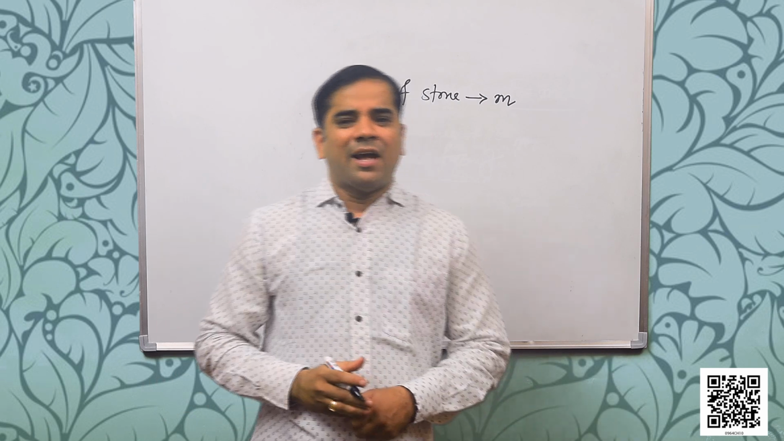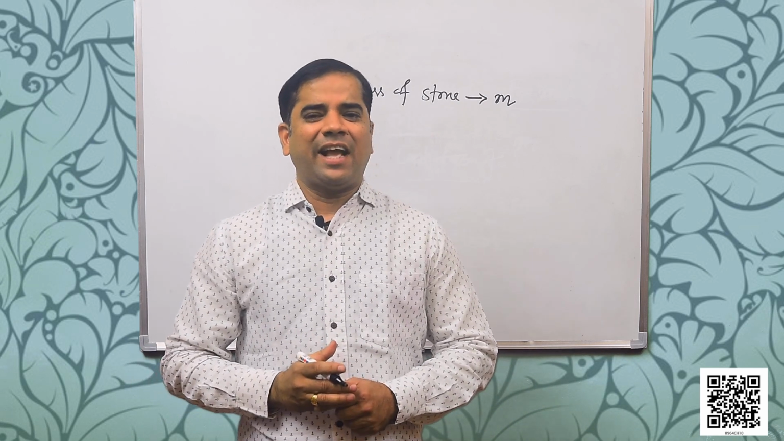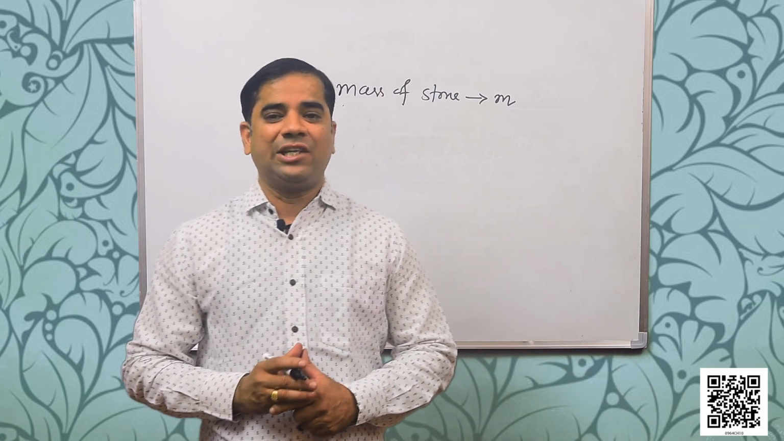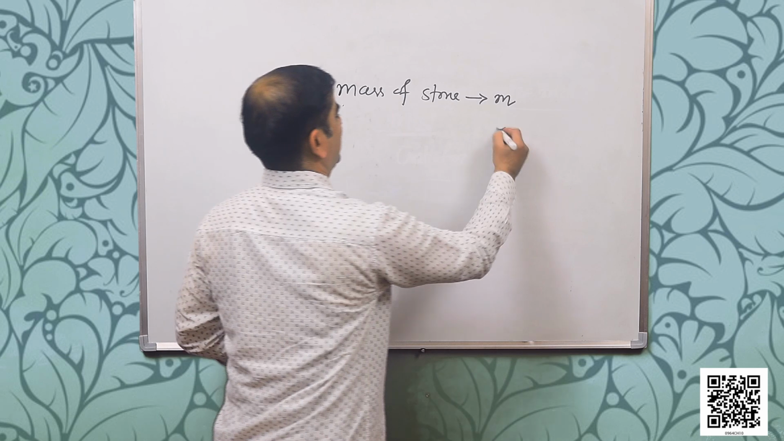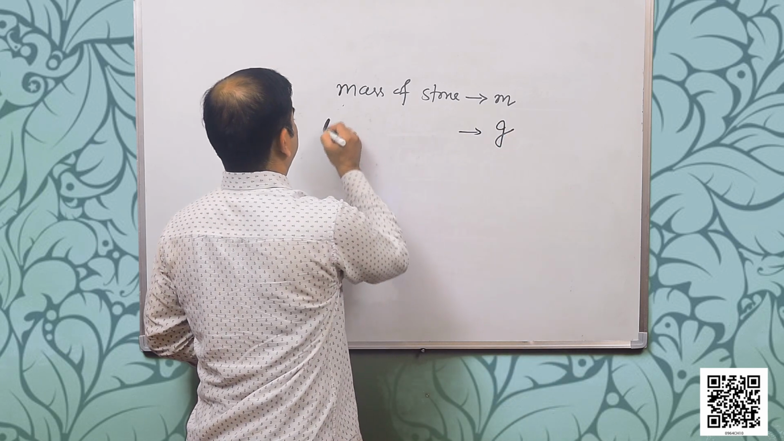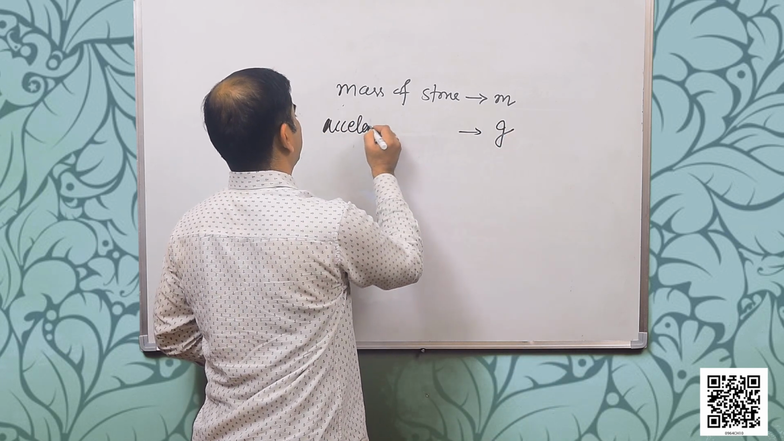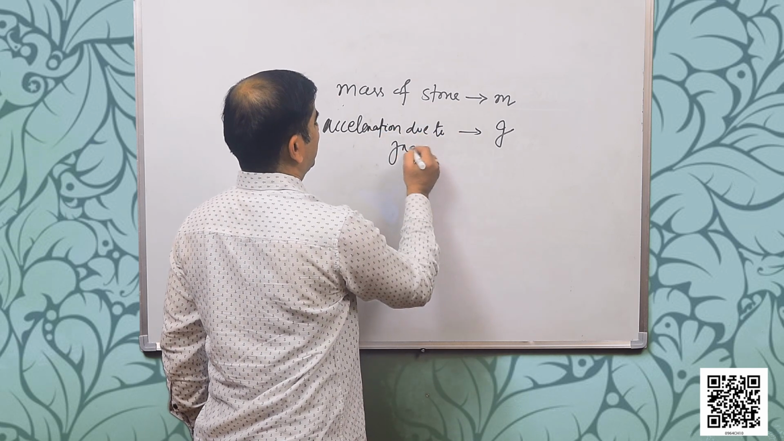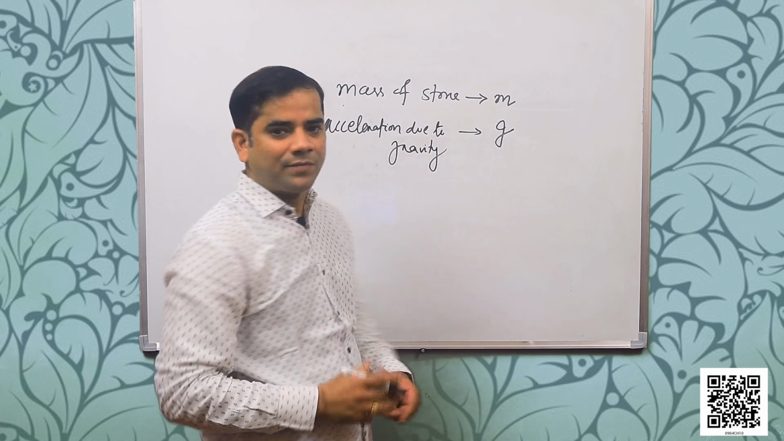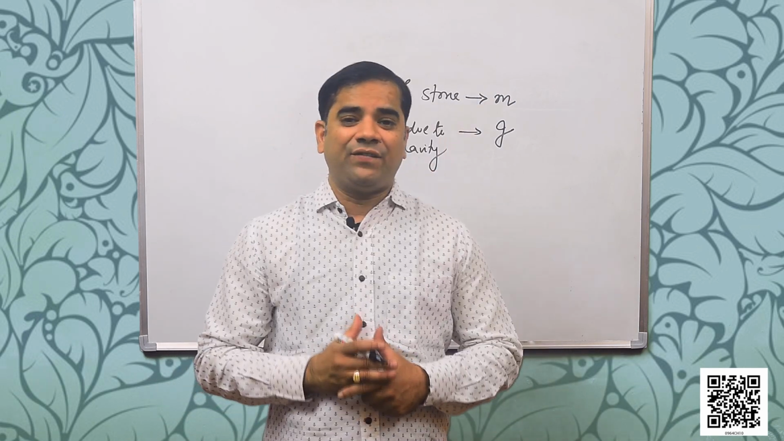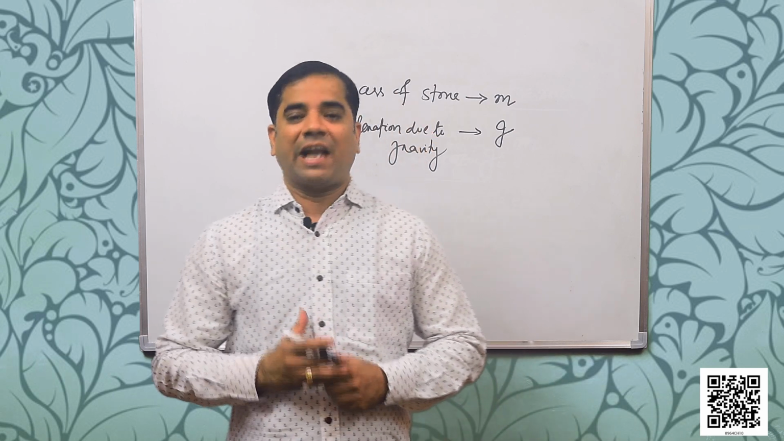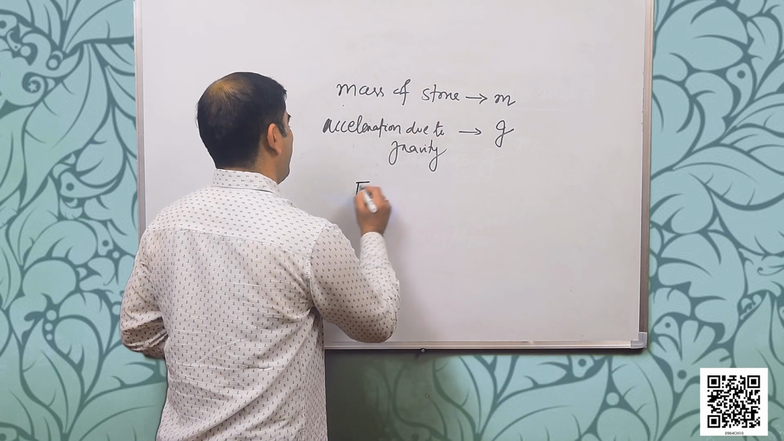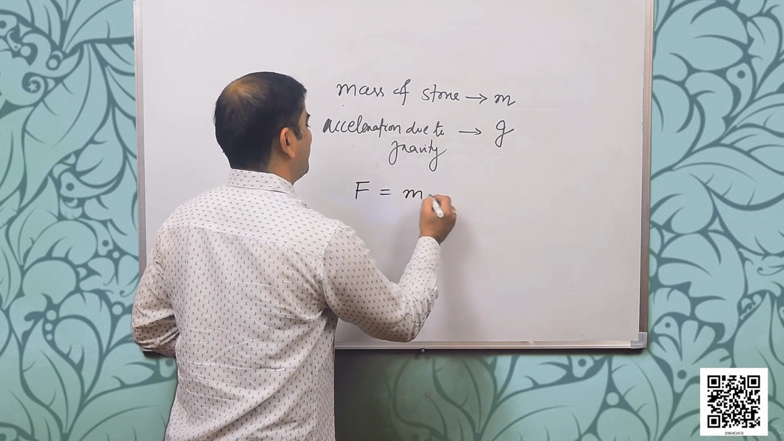We already know that there is acceleration involved in falling objects due to the gravitational force, and it is denoted by g, that is acceleration due to gravity. So, if F is the magnitude of the gravitational force, then F will be equal to m into g.